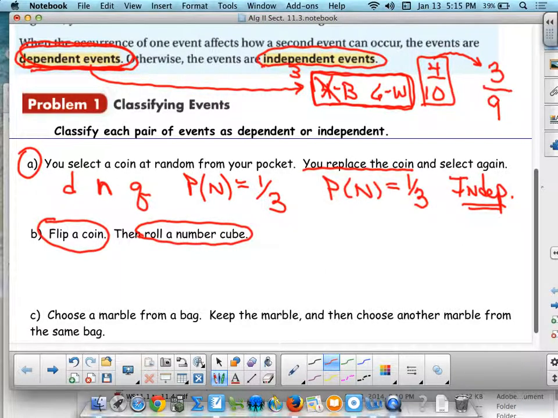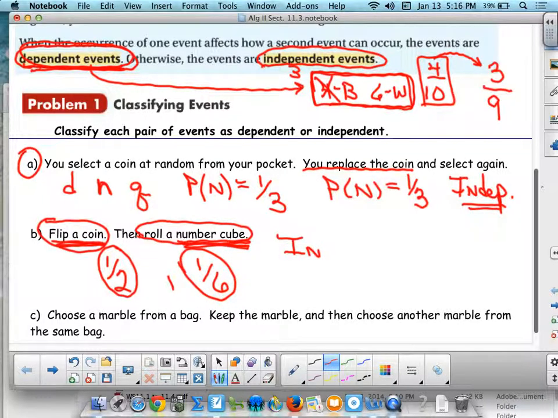Well, if I flip a coin and I'm going for heads, the chance I get heads is 1 out of 2. Okay, and then I roll a die and I'm trying to get a 5. Well, flipping a coin does not affect the number I'm trying to get. So the chance to get that number is still 1 out of 6. So again, this probability did not affect this probability. This is an independent probability problem.